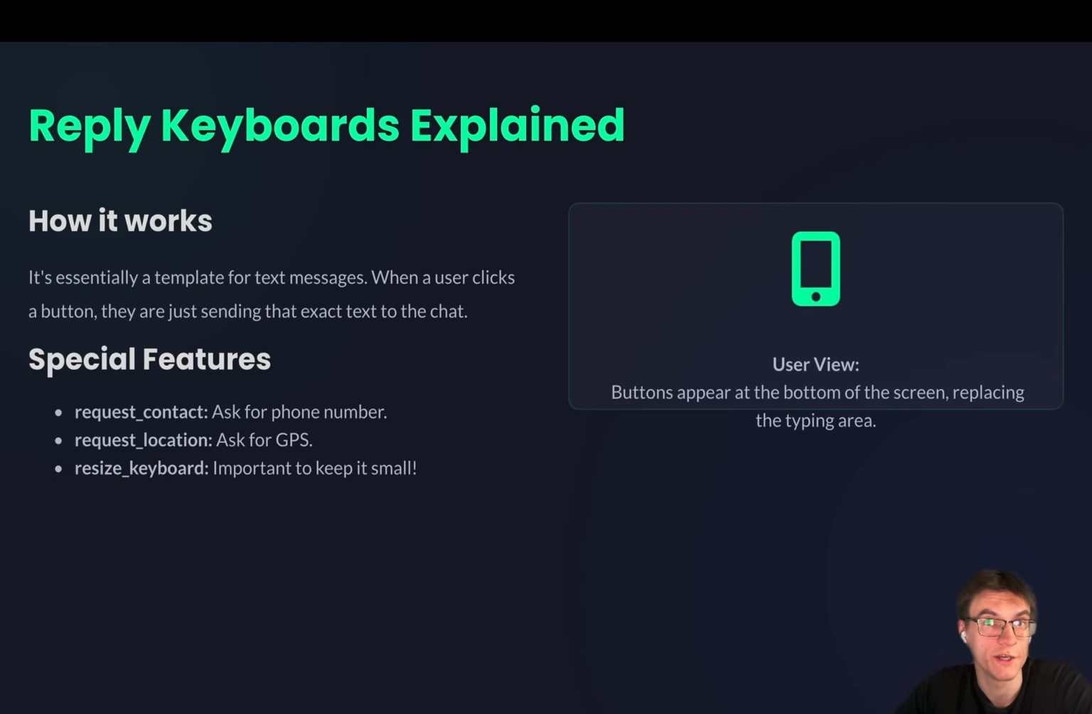So how does a reply keyboard actually work? You can think of it as a template for a text message. When the user clicks a button on the reply keyboard, their client simply sends the exact text to your chat. From the bot's perspective, it just receives a regular text message. With reply keyboards, you can also request different kinds of data. For example, you can ask the user to share their phone number, their GPS location, and so on. You can also create dynamic layouts, resize the keyboard, and tweak a lot of options. I'm going to cover those more advanced tricks in future videos. Today, we'll keep it simple and focus on the basic setup.